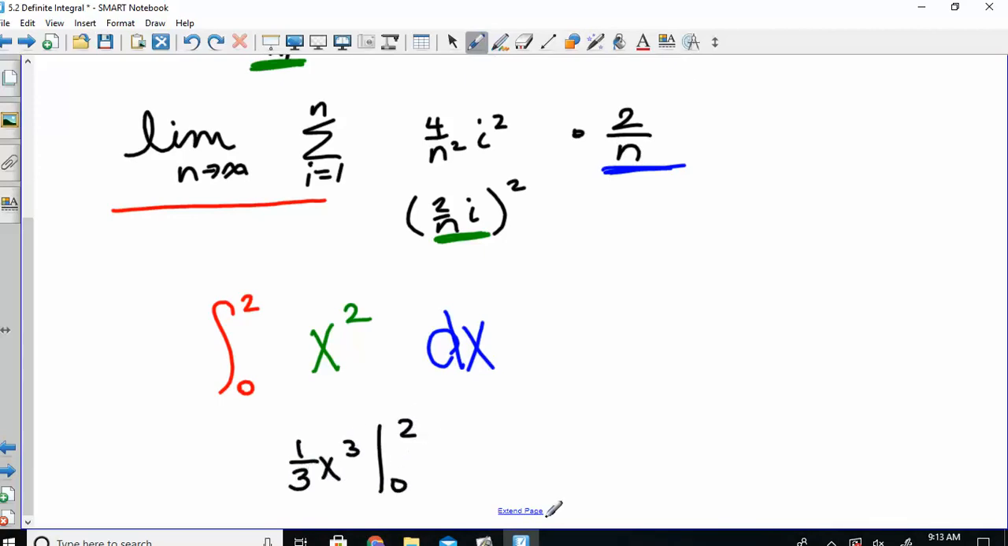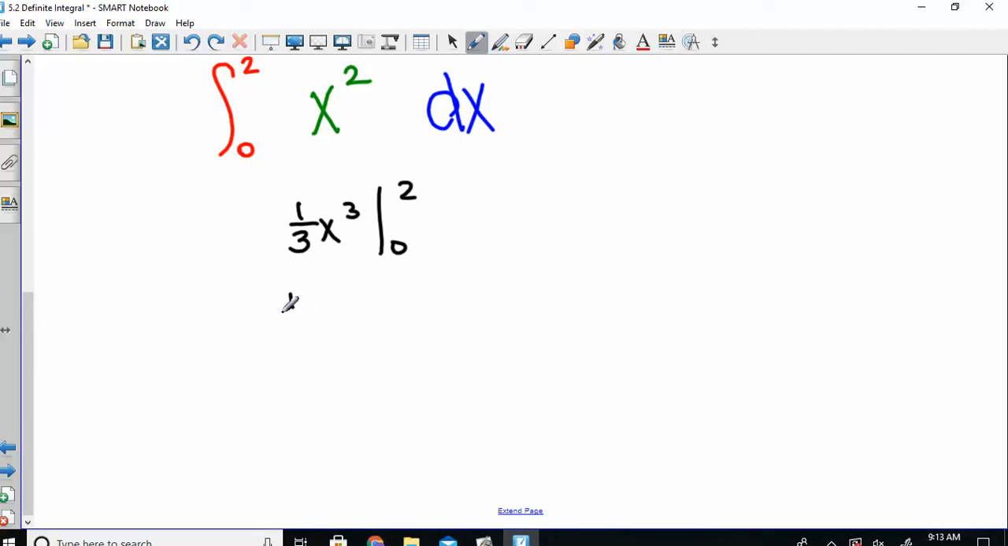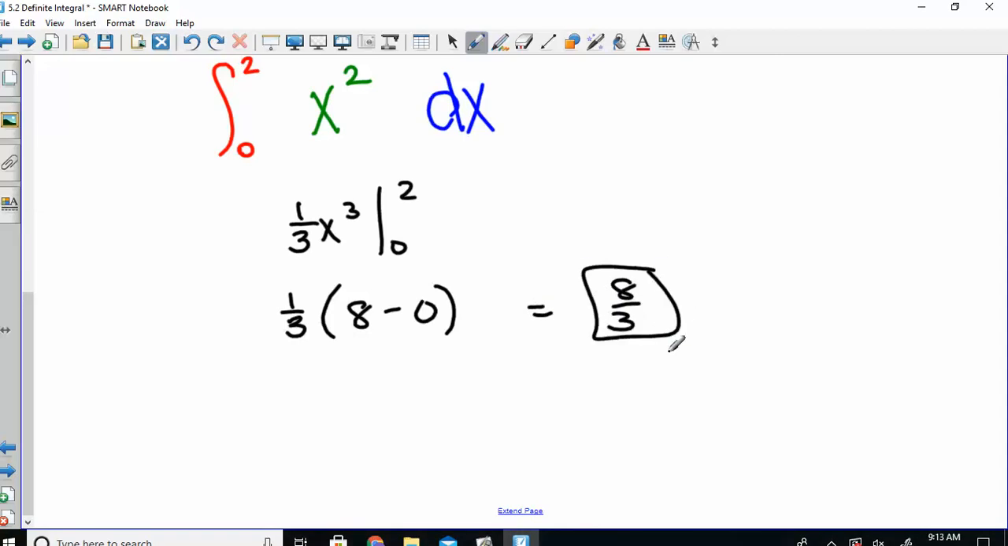Antiderivative of x squared is 1/3 x cubed from 0 to 2. You can pull the 1/3 out if you wanted. So 2 cubed is 8, minus 0 cubed is 0. And we'll get 8/3. Is that one better? Other questions?